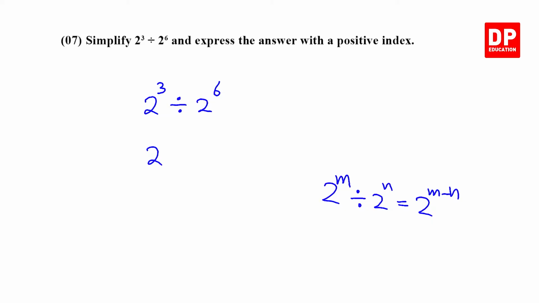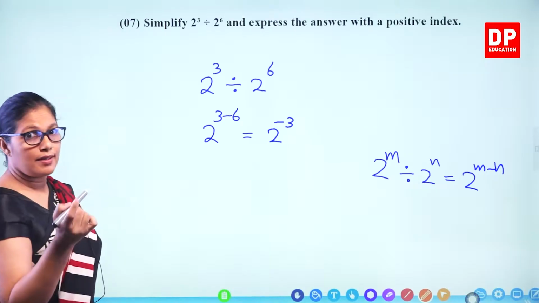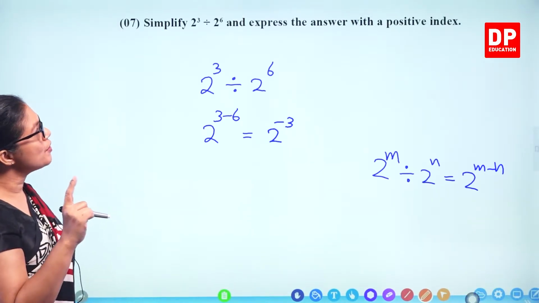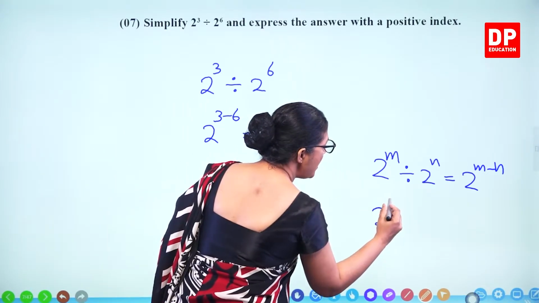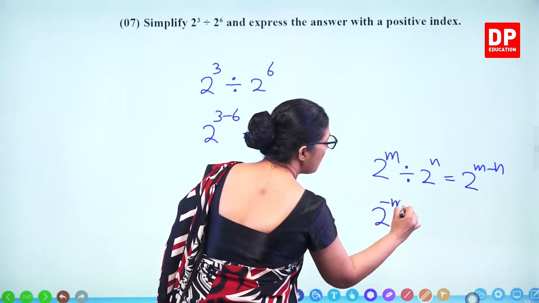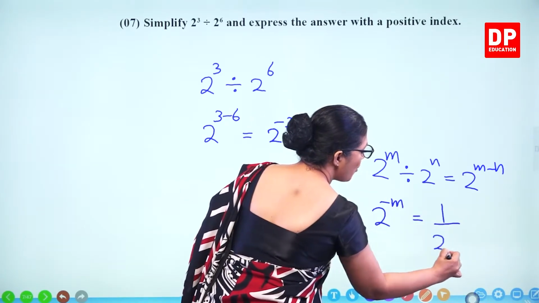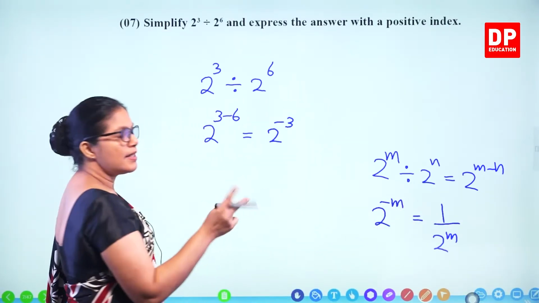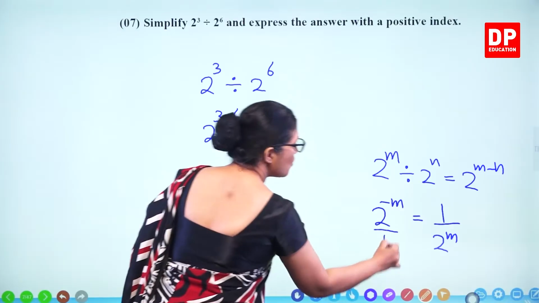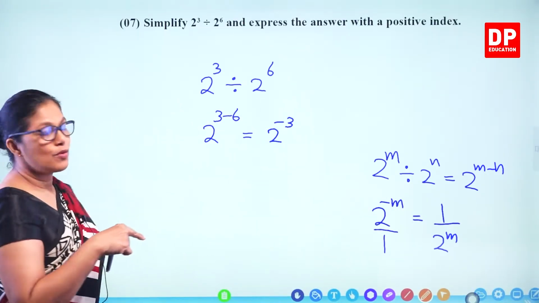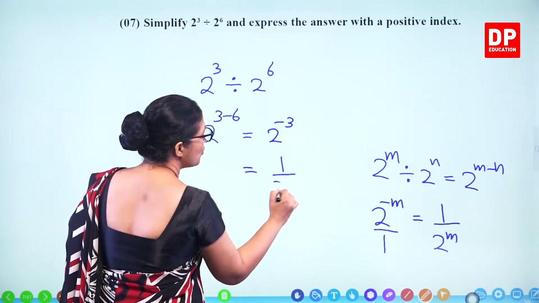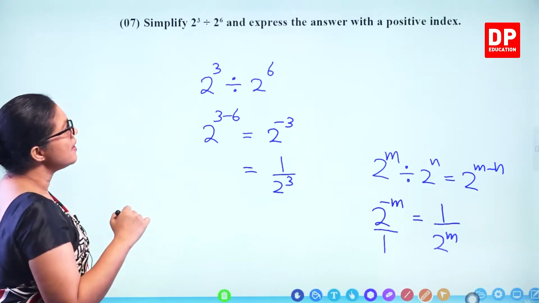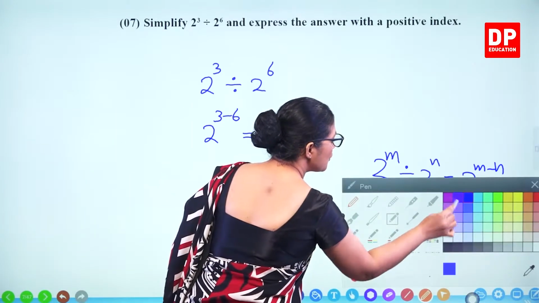So what's the subtraction? 3 minus 6 becomes minus 3. You can't keep it like this because we need to convert to the positive index. So what's the other law you need to know? Any negative power you can convert to the positive power by taking the reciprocal, taking it upside down. So this goes there and the other one goes to the denominator. So we can write this as 1 over 2 to the power 3. That's the positive index. So 2 marks.